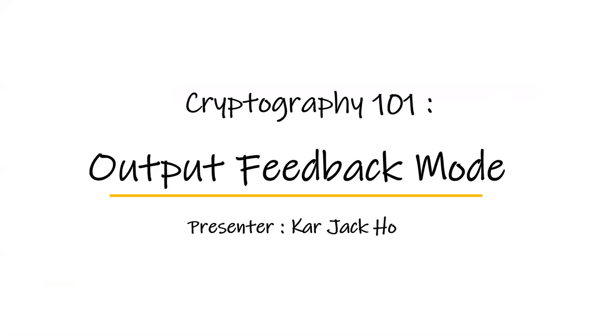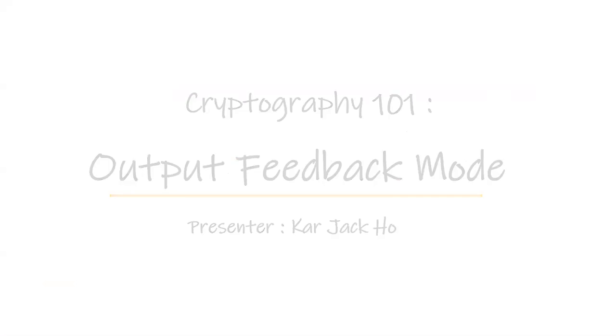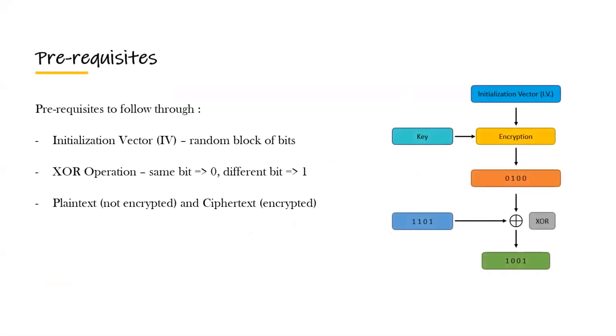Today, we are going to look at one of the block cipher modes of operation, output feedback mode. Before we proceed, there are several key terms we will be using later, and I want to make sure you understand these terms properly. The first one is called initialization vector, IV, which is just a random block of bits or string. The IV is just to provide randomness to the encryption, so that two same messages will not have the same output after encrypting with the same key.